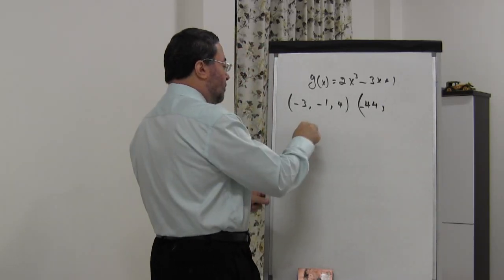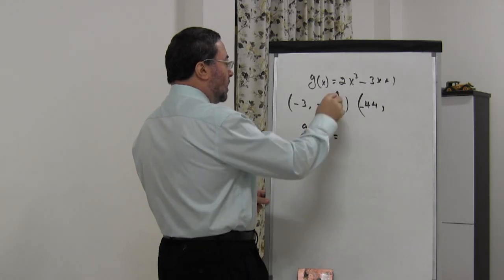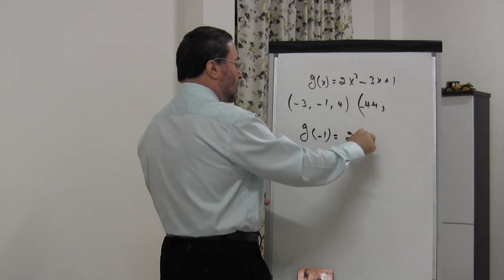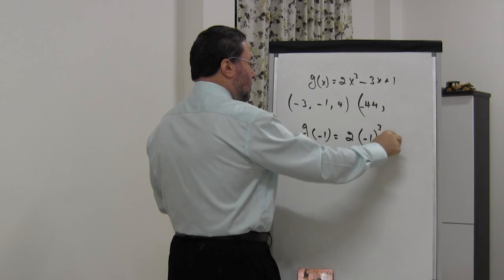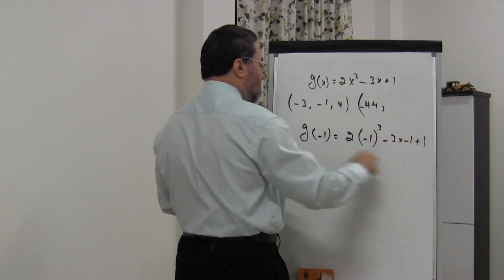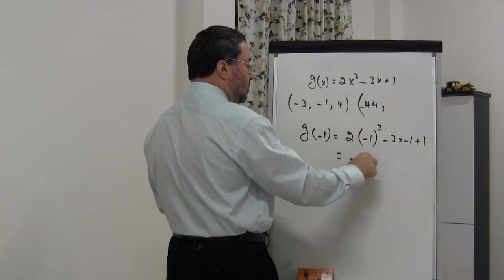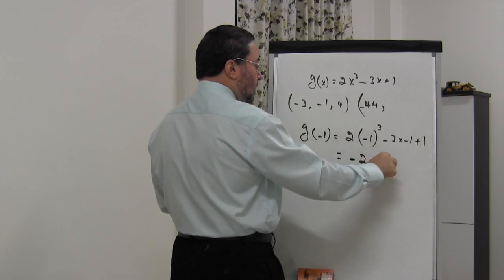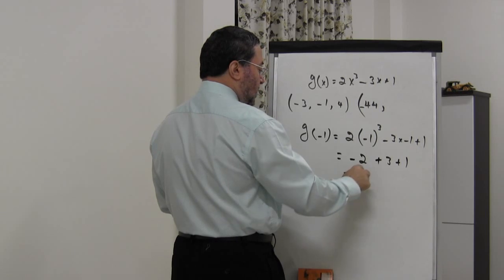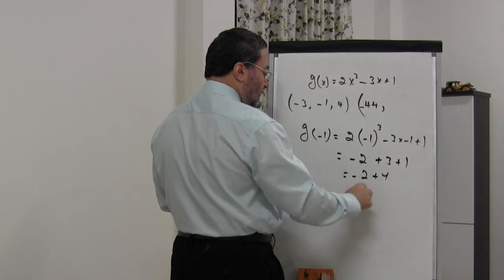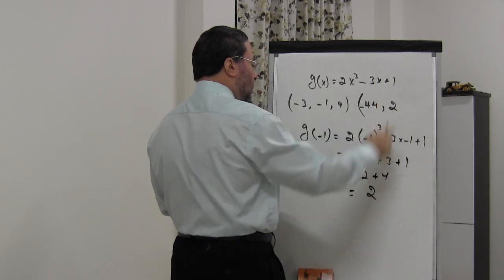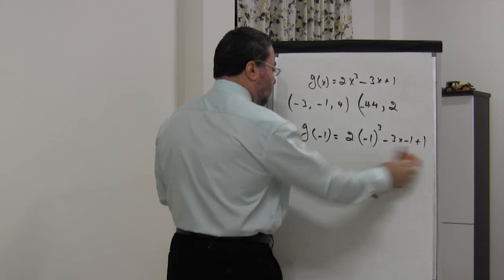Next is g of minus 1, and that's 2 times minus 1 cubed minus 3 times minus 1 plus 1. That gives us minus 1 times 2, that's minus 2. Here we get plus 3 and plus 1, that's minus 2 plus 4, and that gives 2. So this is the second number.